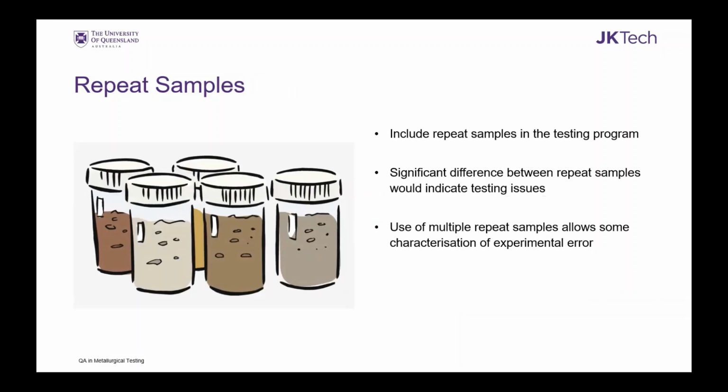Okay, a more simple one, and one that I see on a reasonably regular basis, especially for big projects, is repeat samples. So for every 10 or 20 samples that a client is getting tested, they will have 1 repeat sample included. That's a reasonably cheap and easy way to start getting some idea of what the variance is in your test.